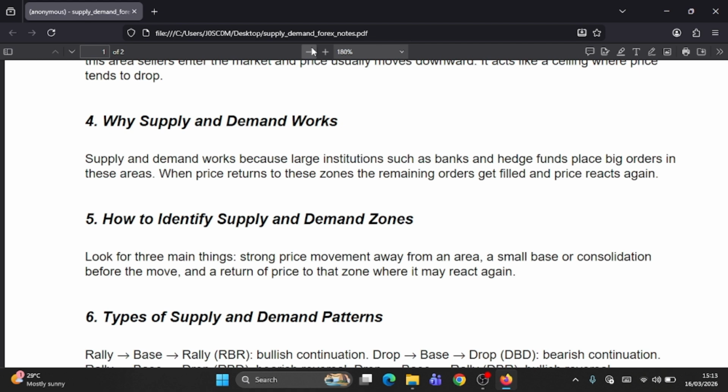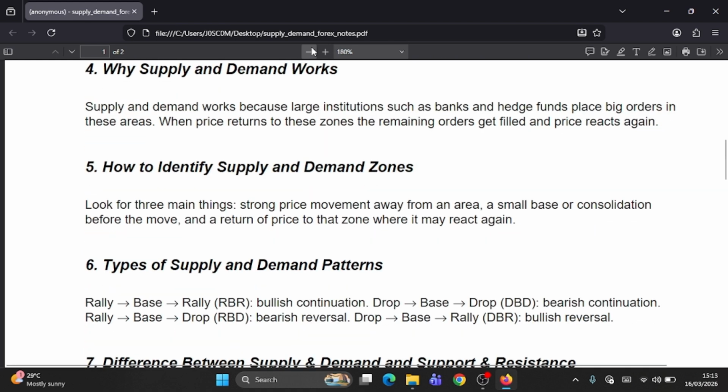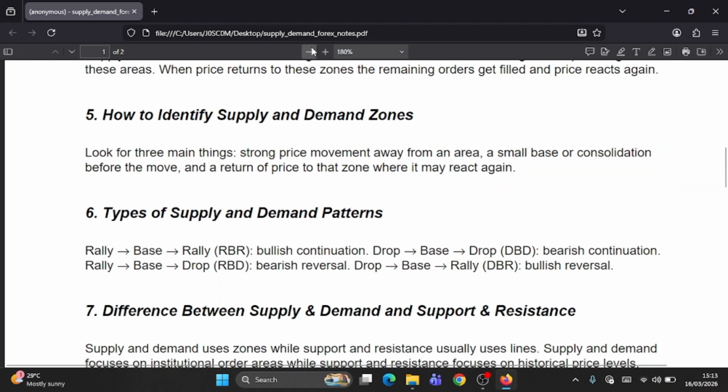Why does supply and demand work? Supply and demand works because large institutions, such as banks and huge funds, place big orders in these areas. When price returns to these areas, the remaining orders get filled and price reacts again.